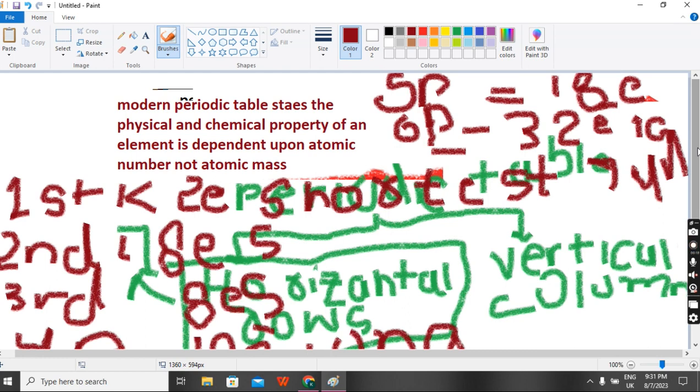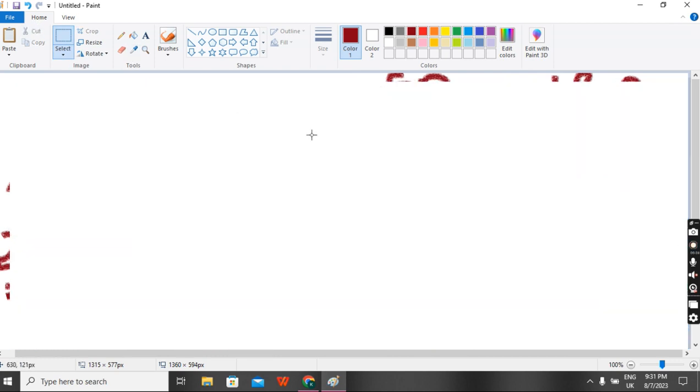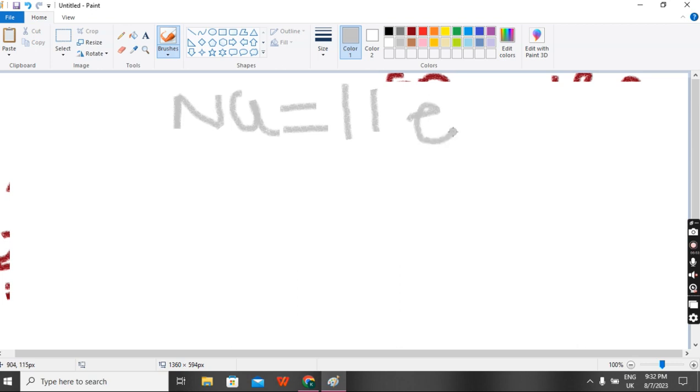Before moving ahead to discuss groups, let me give you the concept of how to find the period of an element. Let's take sodium. Sodium has 11 electrons. We're going to write the electronic configuration here. We know that the modern periodic table is based upon atomic number, so that's why we're taking 11 electrons.